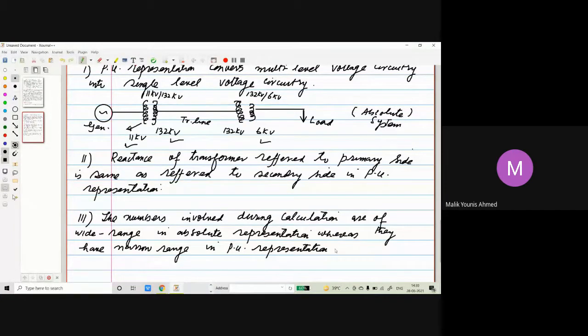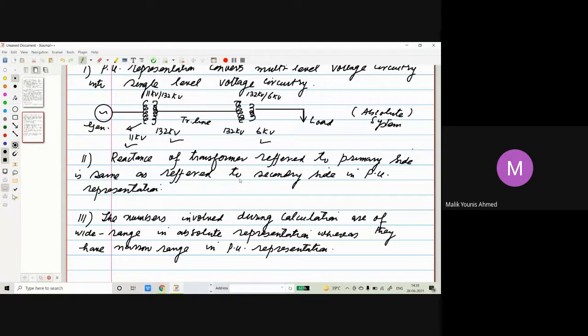So again, the meaning is the same: in per unit representation, we have to calculate various loops. Suppose there are 3 loops, so lots of values will be involved, and the values will be very high. But in the per unit system, we have a narrow range from 0 to 1, and this is very important in the per unit system.